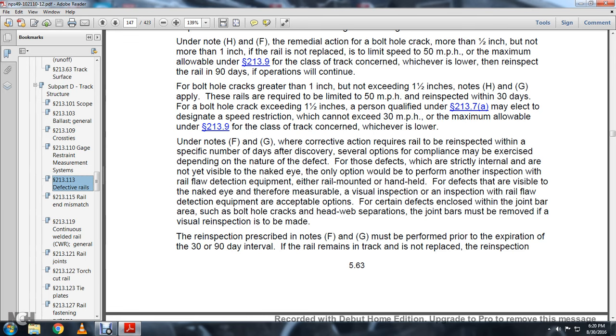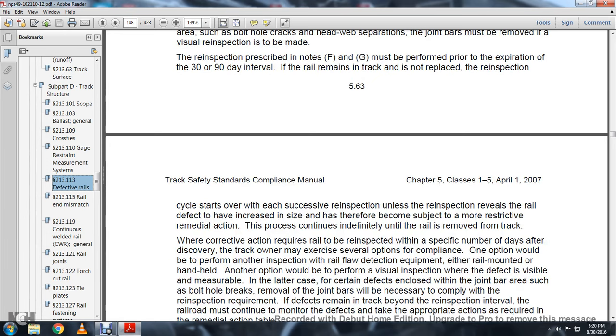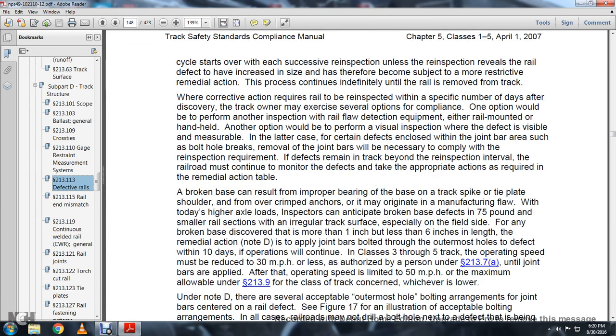Re-inspection prescribed in notes F and G must be performed prior to the expiration of the 30-90-day intervals where the rail remains in track and is not replaced. The re-inspection cycle starts anew, unless the re-inspection reveals that the rail defect has increased in size, and has therefore become subject to the more restrictive remedial action. This process continues until the rail is removed from the track.